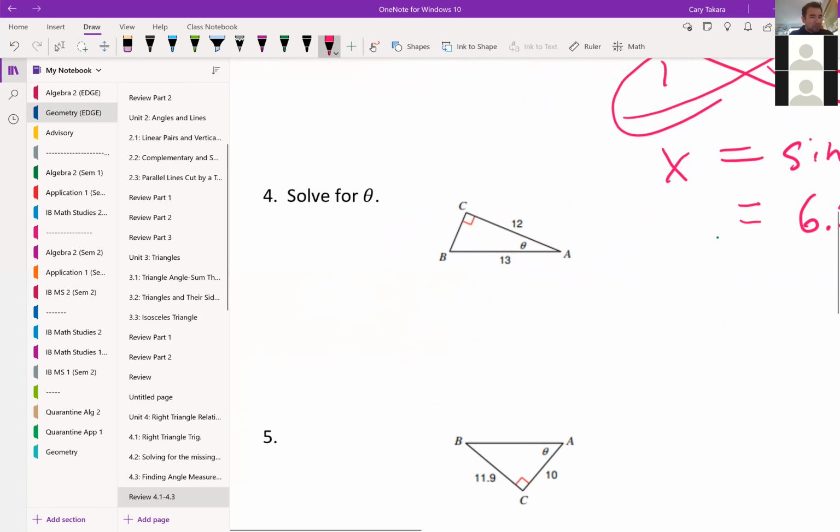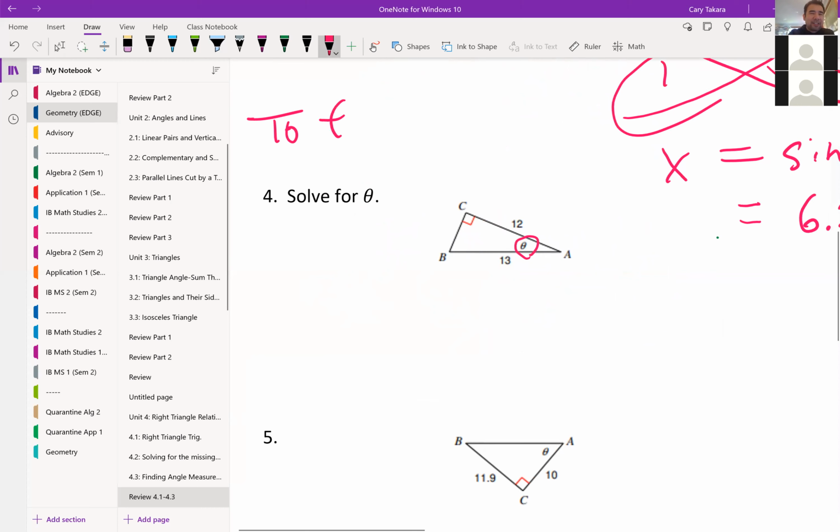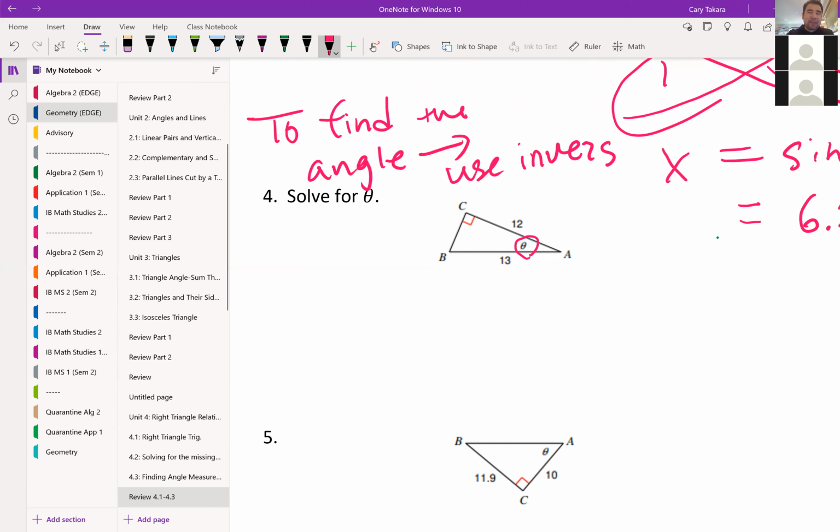So there was a question before, hey, when do we use the inverse, right? And the answer is right here. When you find the angle measurement, to find the angle, use inverse. Can you guys remember that? When do you use inverse? When you want to find the angle measurement, okay? Which is this question. So let's try that.